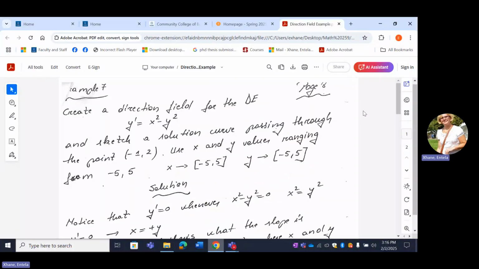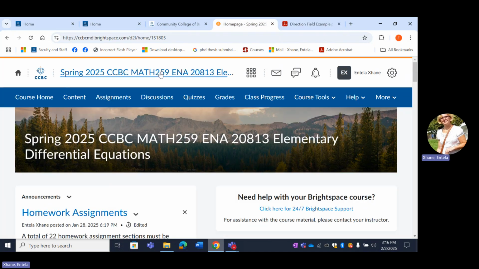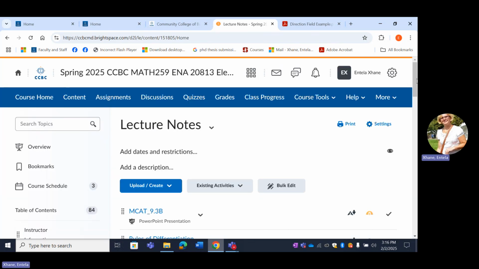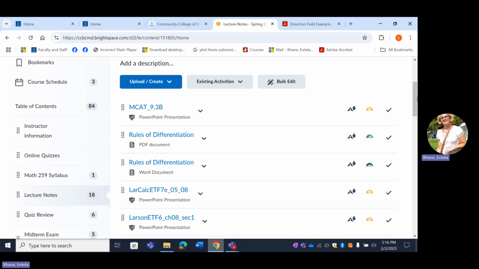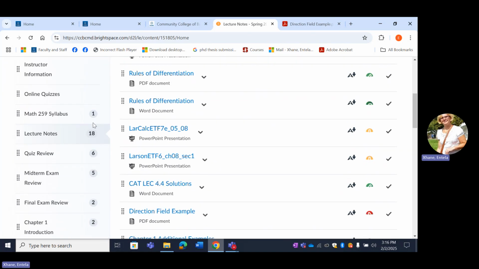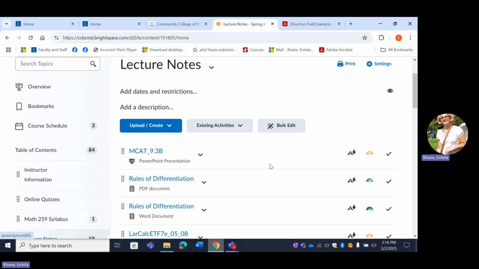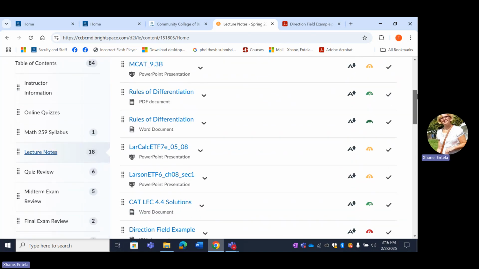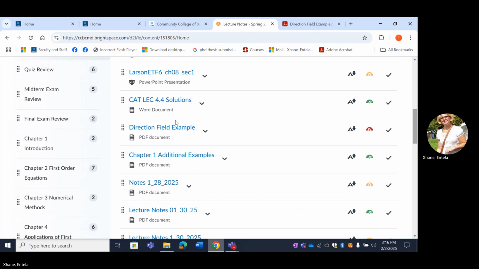and then go directly to our site. This is our Brightspace site. So you go to content, a couple of things on the left hand side of the content option. Under the table of contents, you're going to the lecture notes. And this is where the document is posted, direction field example.